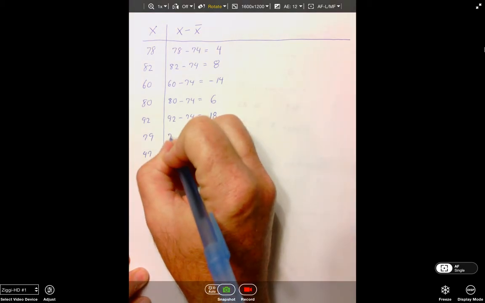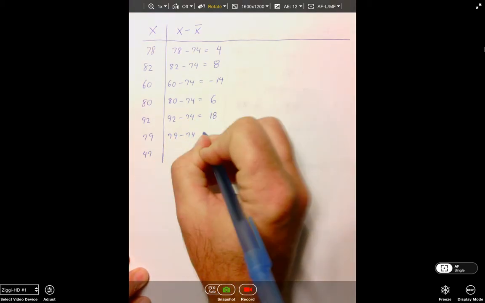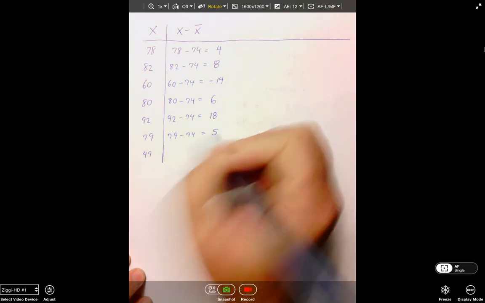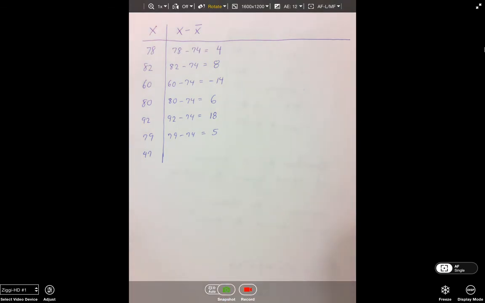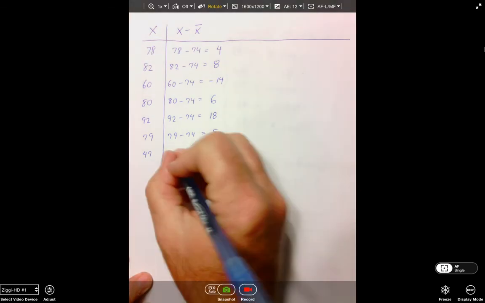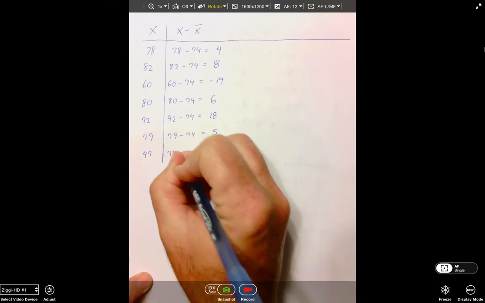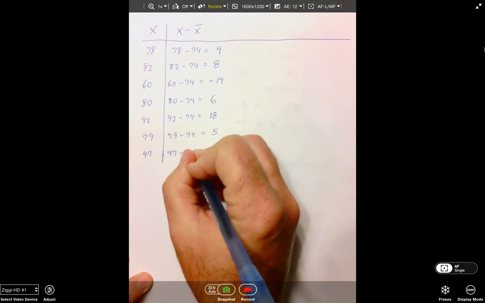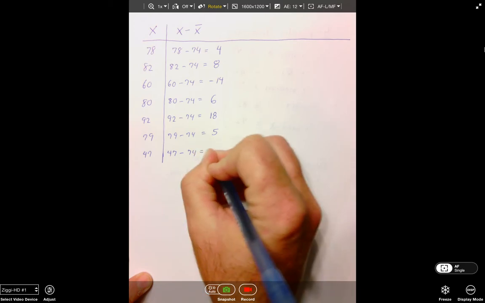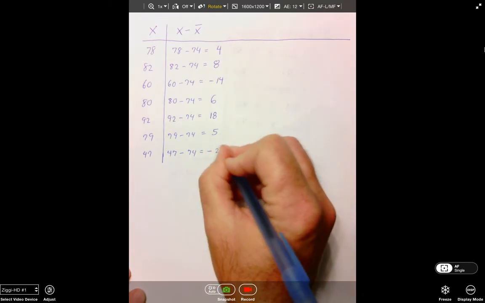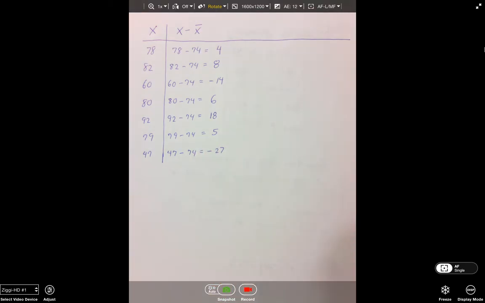79. So that's 5 units above the mean. And then 47 is 27 units below the mean. So guys, you can see what they wanted to do.